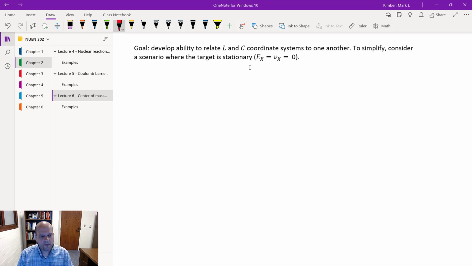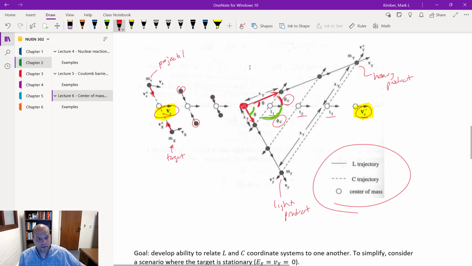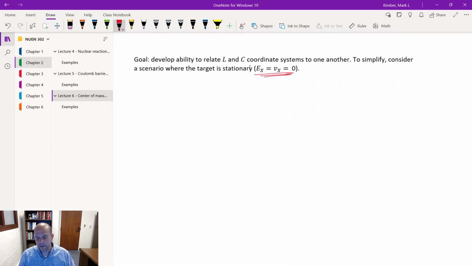So I want to simplify this, and here's where we're going to go back to the assumption that we had up until this lecture. We're going to take again that our target is stationary. So that's not exactly what we see here in this figure, because in this lab reference frame that we're depicting here, everything's moving. But in order to make the math easier, we're going to force that to be 0.